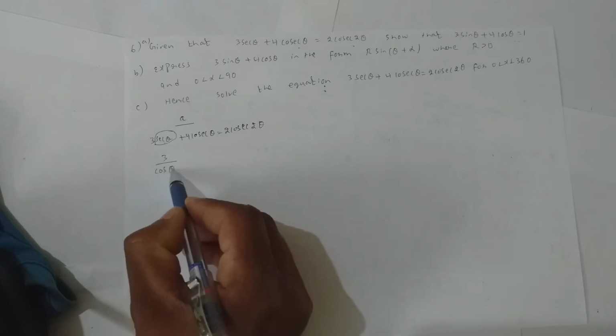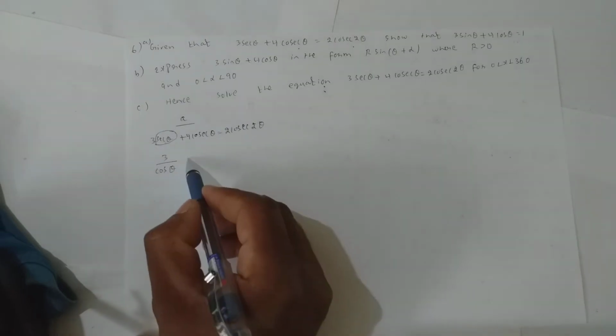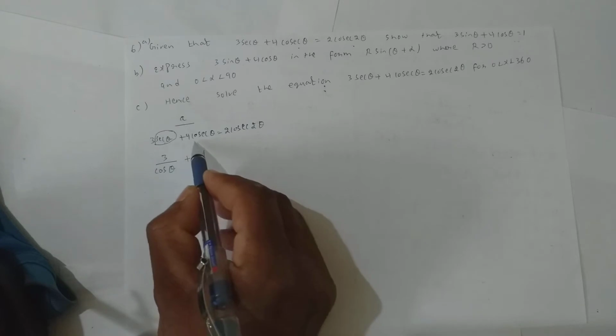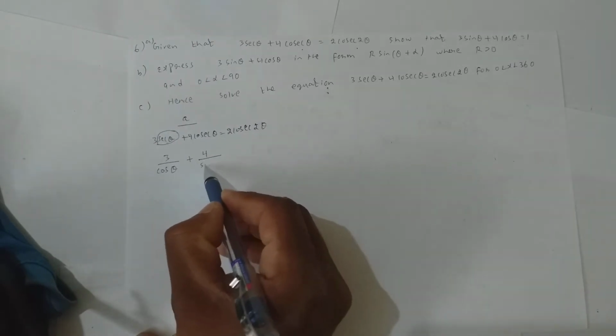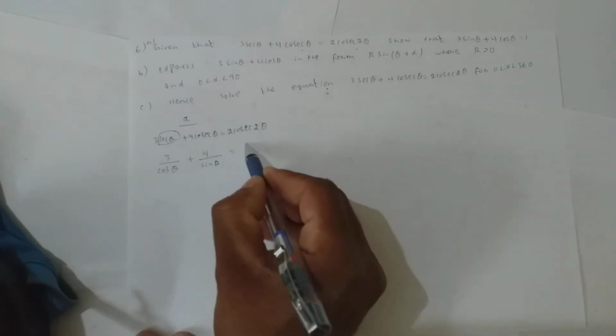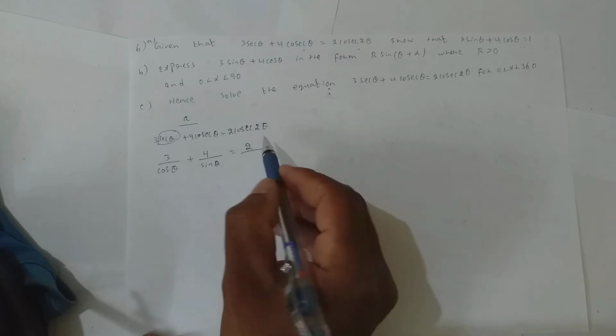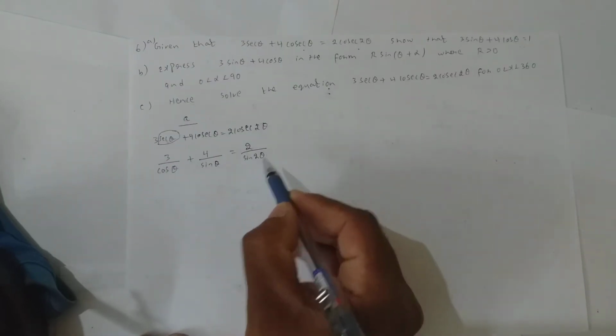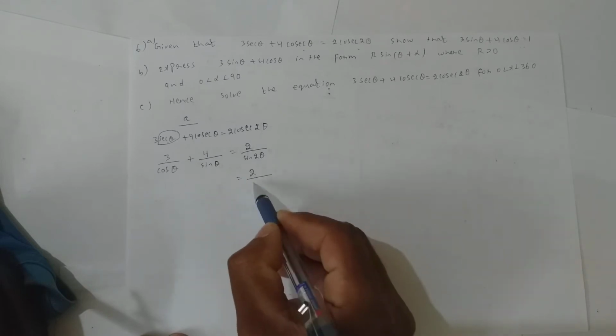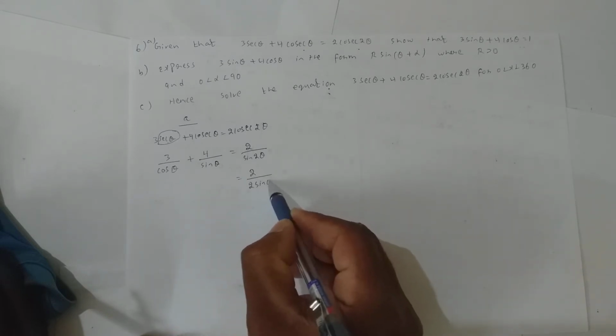I can write 3 by cos theta. In place of secant, I can write 1 by cos. In place of cosecant, I can write 1 by sin theta, equal to 2 by cosecant 2 theta will give me sin 2 theta. So what is the formula for sin 2 theta? 2 sin theta cos theta.